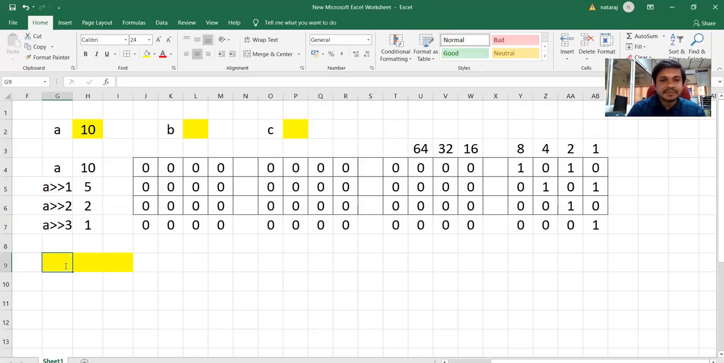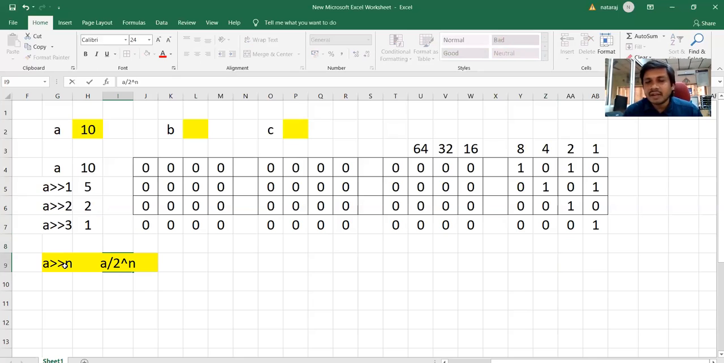So the formula: A right shift n is A by 2 power n. Apply it. A value 10, n value 1: 10 by 2, 5 comes directly. A value 10, n value 2: 10 by 2 squared, 10 by 4, which is 2, not 2.5. A value 10, n value 3: 10 by 2 cubed, 10 by 8, which is 1.